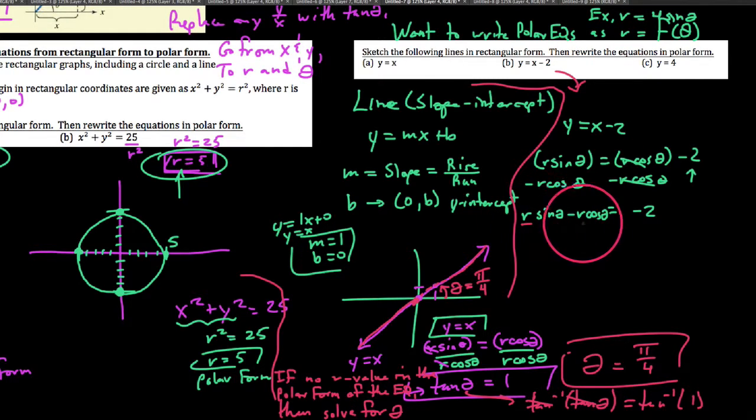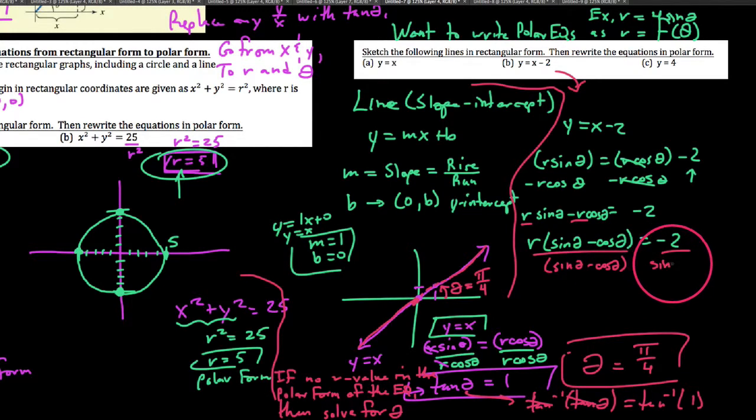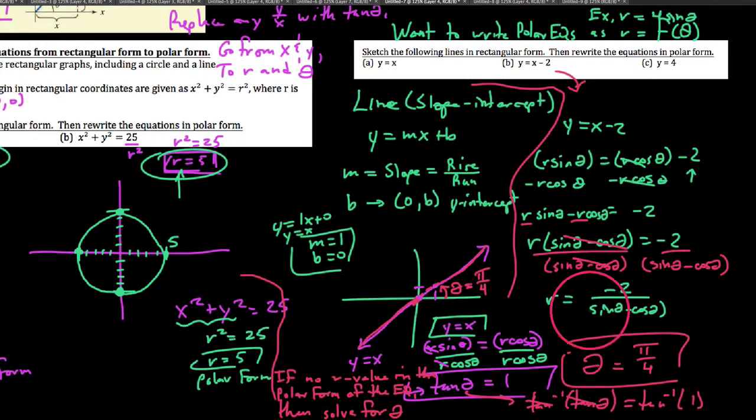So what we're going to do is factor out our GCF here. And what we get left with on the inside is sine theta minus cosine of theta. And this is still equal to negative 2. But we're going to go ahead and just divide by this factor here, sine theta minus the cosine of theta. By dividing by this entire value, we get it to cancel out on the left side. We're left with r equals negative 2 over the sine of theta minus the cosine of theta. And this right here would indeed be the graph of the line y equals x minus 2.